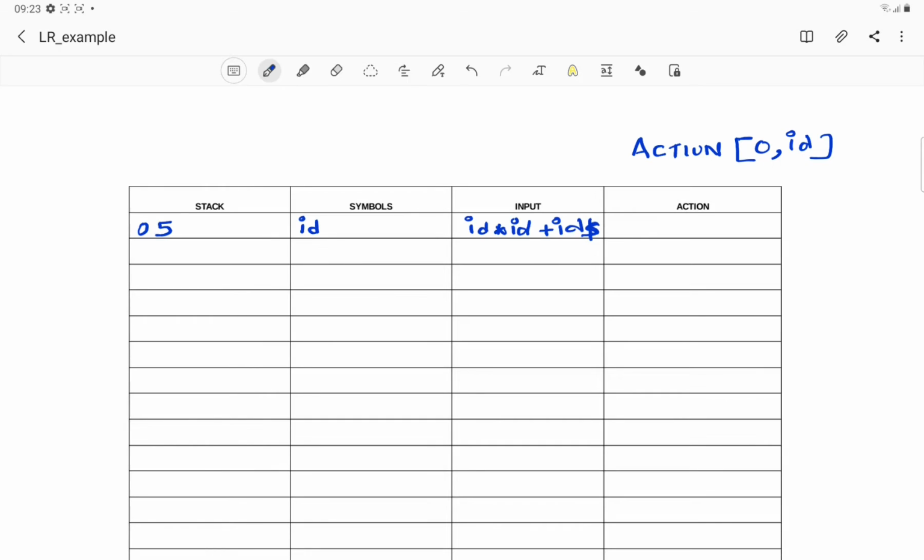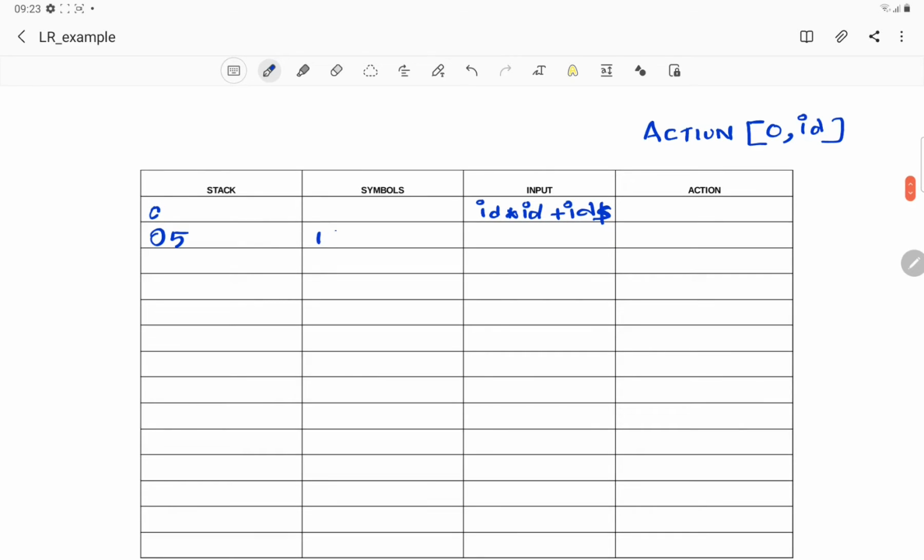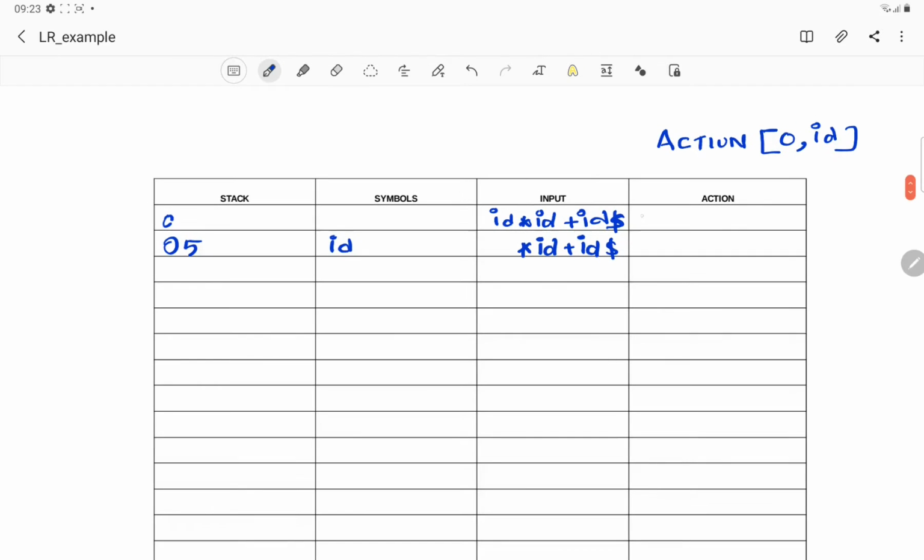You have to write it like this. This can be considered as a sequence, so we can write it in the next line. So this will be 0 5 and id. The remaining input will be star id plus id dollar. And the action is shift: the input is shifted, and a new state is pushed onto the stack.